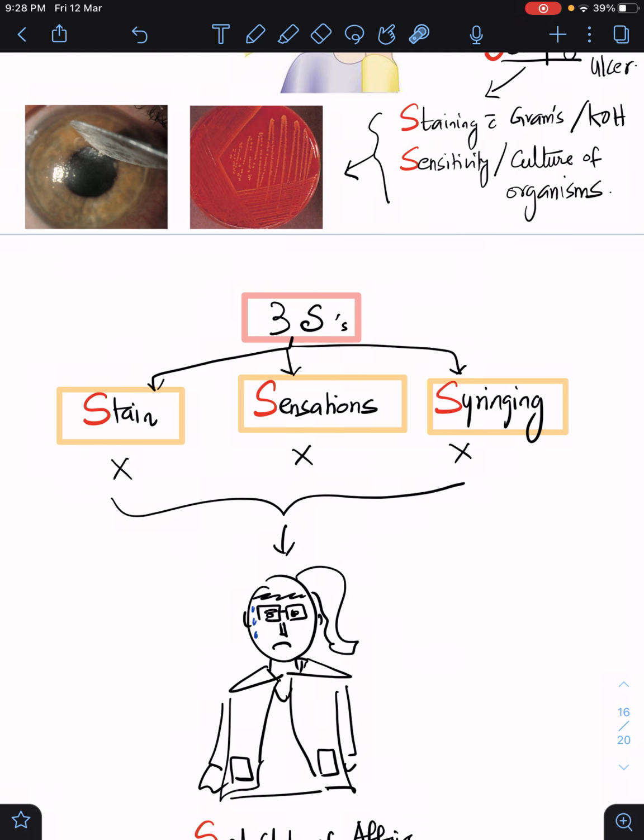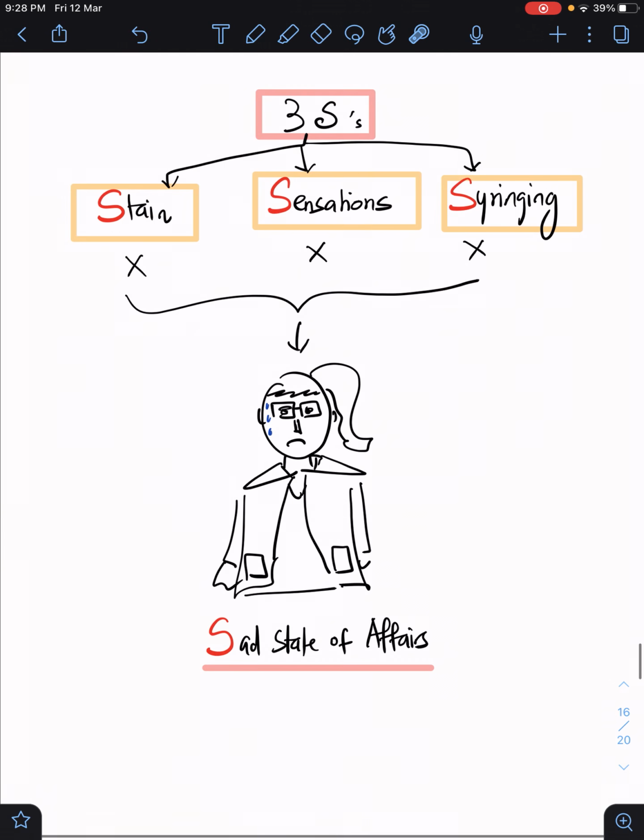On failing to do these 3 S's, you will be in another S, that is a sad state of affairs, be it in your exams or in clinical practice. So that is the message, the final words of this EMR rounds. It's very short, very simple. Please always remember these 10 S's. You are good to go in your career as an ophthalmologist.